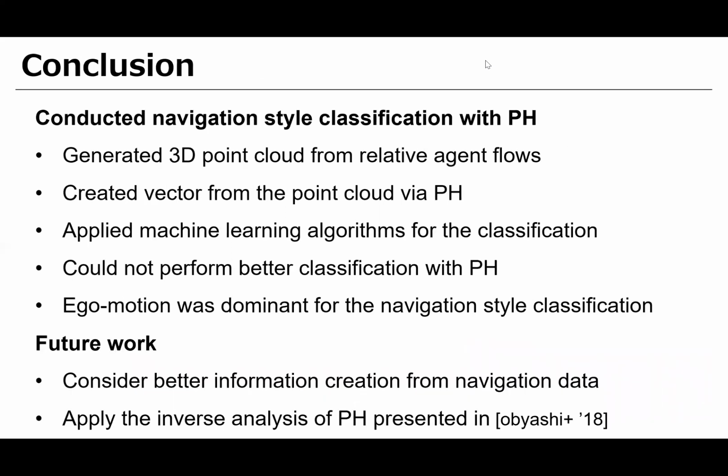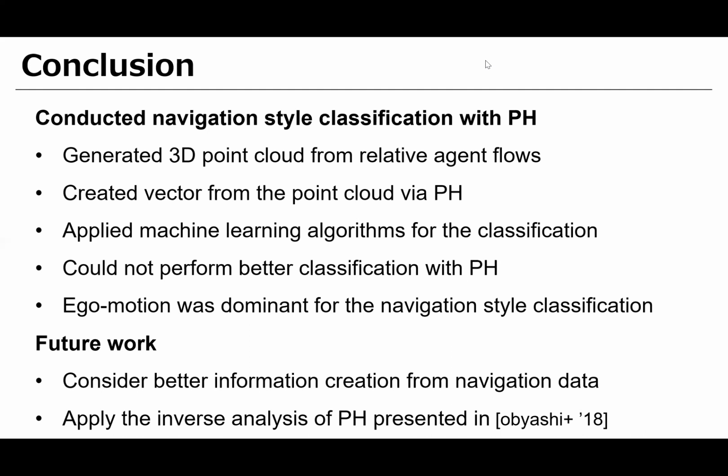Let me conclude this work. In this work, we focus on whether we can classify the navigation styles from surrounding data. The motivation of this work is that we would like to obtain patterns of surrounding situations to classify the navigation styles, and we would like to know criteria to evaluate the navigation styles. To achieve this, we created 3D point cloud data using relative points from the ego agent to other agents. The relative points are plotted according to the time axis, and we can have 3D point clouds. We applied persistent homology to the relative flows and created vectors that represent topological features of the relative flows. We then applied machine learning algorithms to classify the navigation styles.